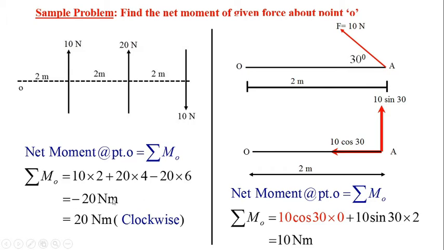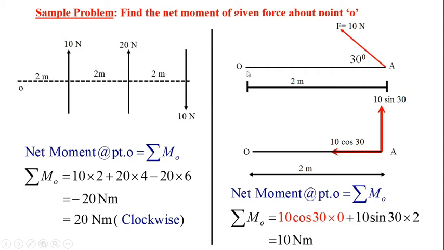So, minus 20 Newton meter is the net moment about point O, and it can be written like this, 20 Newton meter. Let us remove the negative sign and write in brackets clockwise, because our sign convention is clockwise negative. So net moment of all these forces about point O is 20 Newton meter. Friends, here please consider 20 Newton force instead of 10. Okay. Now let us come to the second problem.